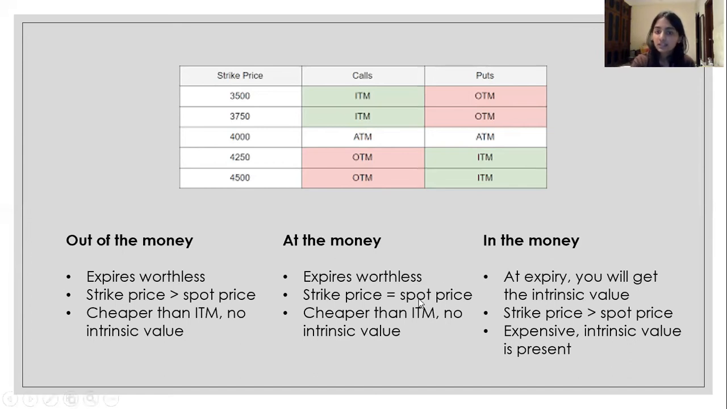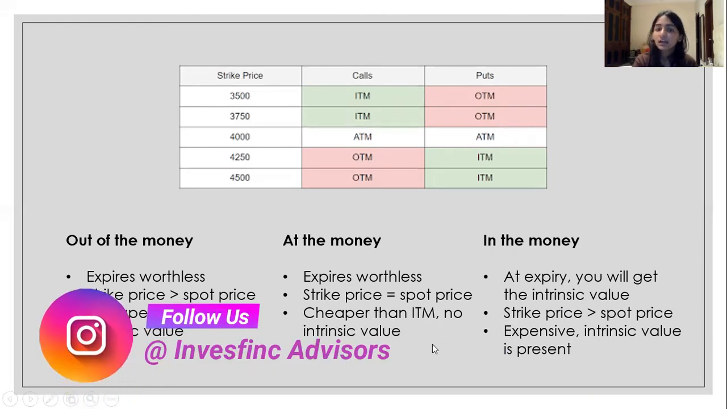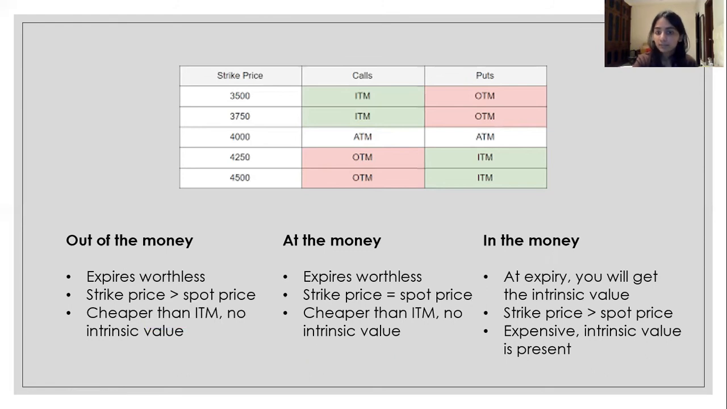The third one is the in the money option. So in the money option, at the time of expiry, you will get the intrinsic value, which is the spot price minus the strike price. Over here, the strike price is lesser than the spot price, and it is expensive as compared to the other two types of strike prices, which is the OTM and the ATM. Since the intrinsic value is also present along with the time value and the volatility value.